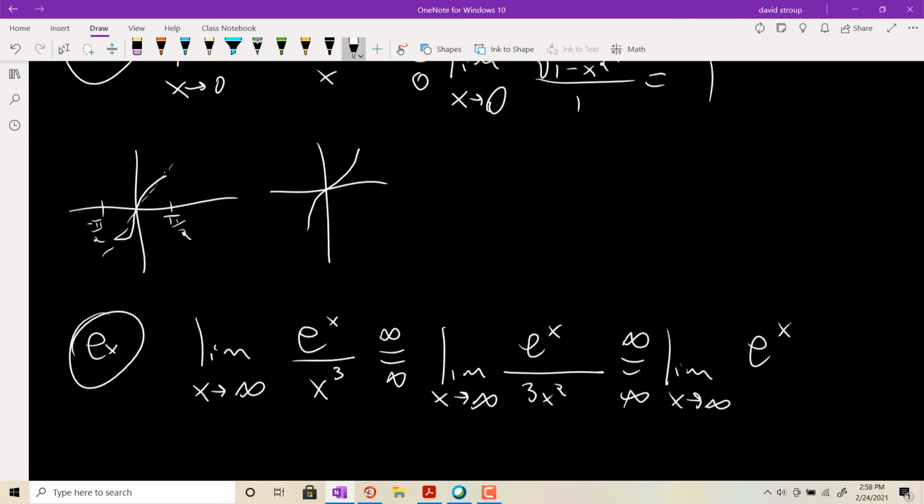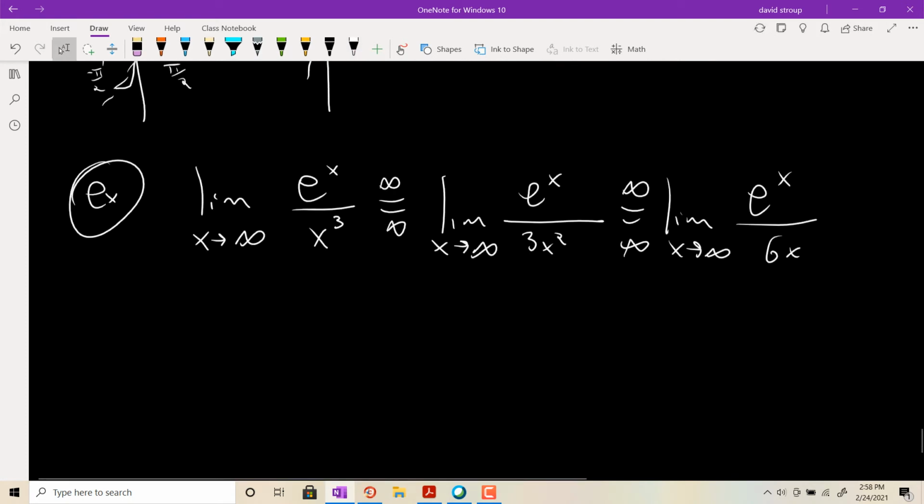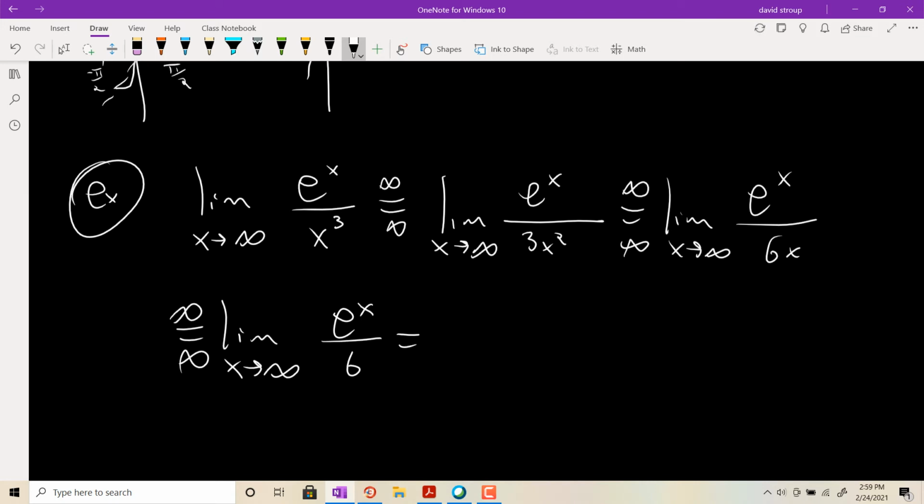So again, take derivatives. That thing is infinity over infinity again. So you just keep on doing L'Hopital's until you get something to work with. So it'll be e to the x over 6, and then you can figure that out. That'll just go off to infinity. Okay, so it's like a fight between the numerator and the denominator, and eventually one or the other kind of wins.